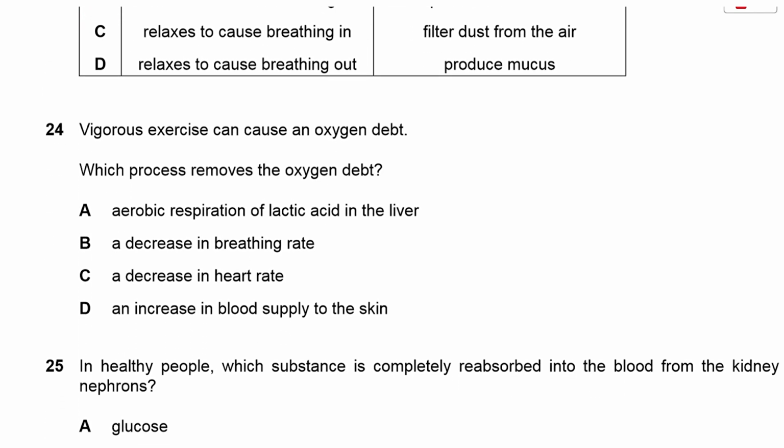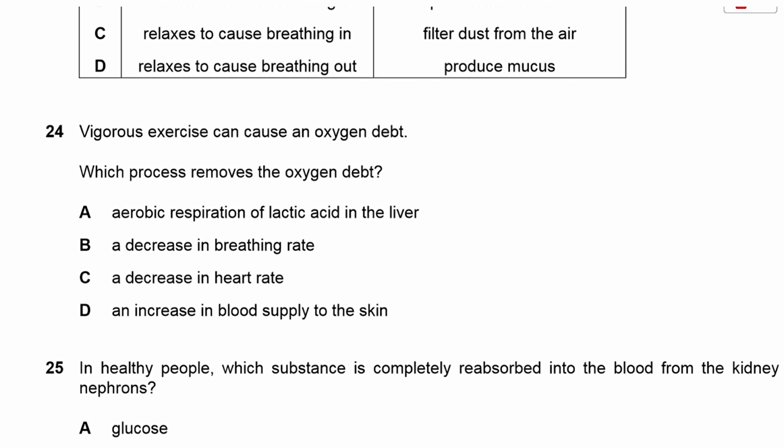Number 24 says, vigorous exercise can cause an oxygen debt. Which process removes oxygen debt? Now, this lack of oxygen results in formation of lactic acid. This lactic acid is then carried in the blood to the liver, where it is completely broken down by the process of what? Of aerobic respiration. Yes, so it's completely broken down in the liver by the process of aerobic respiration, which is A.